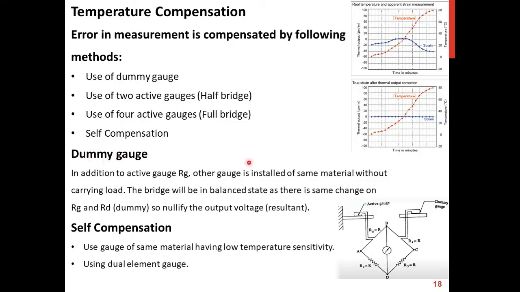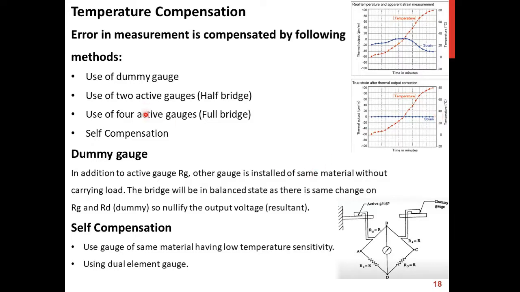Dummy gauge. In the dummy gauge technique we use two strain gauges. One is active, the other is dummy. These two strain gauges are made of the same material. Whenever there is a change in the resistance of the active gauge, the same change occurs in the dummy gauge resistance. As a result, the Wheatstone bridge remains balanced because these two resistances nullify the effect of each other. As a result, we get a graph of this kind.